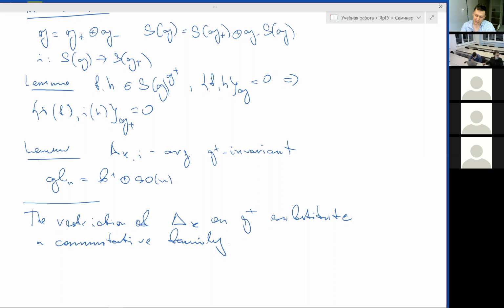So the space of such functions restricted to G plus substitute a commutative family. There are some subtleties in counting their number, but principally they are of n minus 1 over 4, which is asymptotically half of the dimension of this phase space.